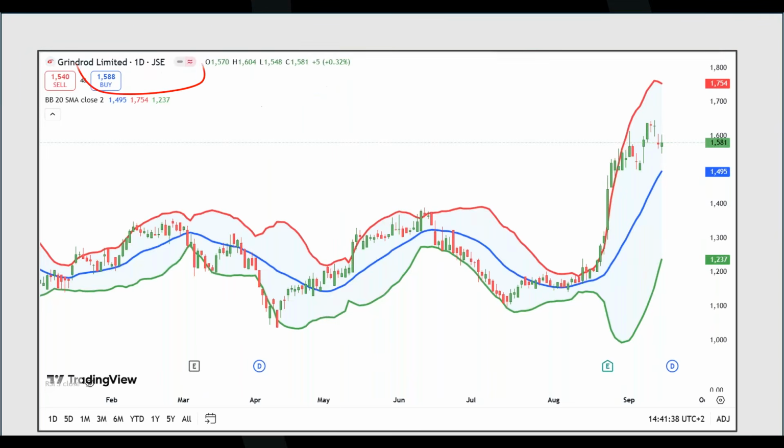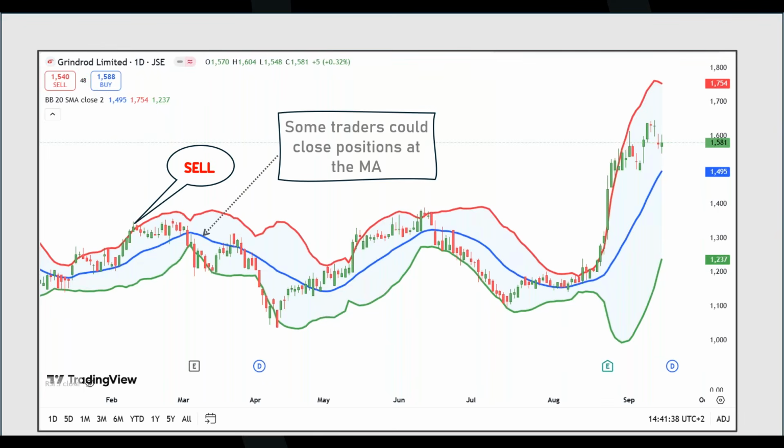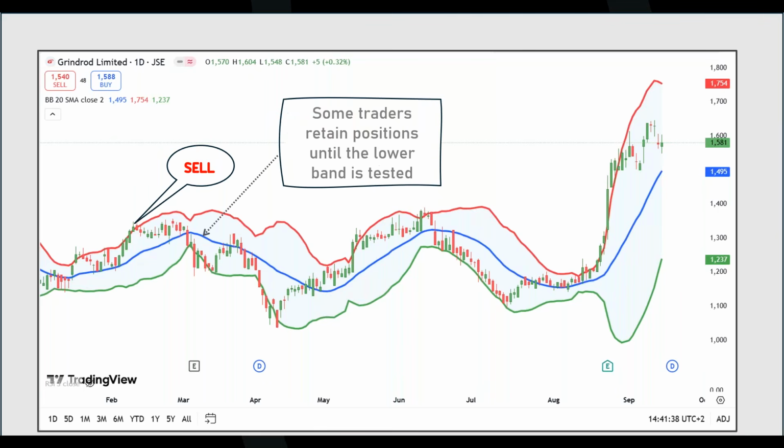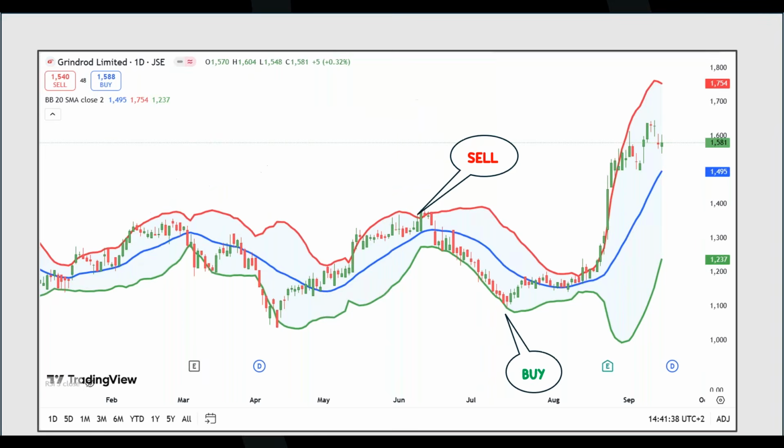In a longer time period, which I'm using, the longer time day chart, you can see there it says sell. Some traders would get out or close the position when it crosses there, but some would then stay in until the lower band is tested. That's where they would buy. So they would sell, buy.